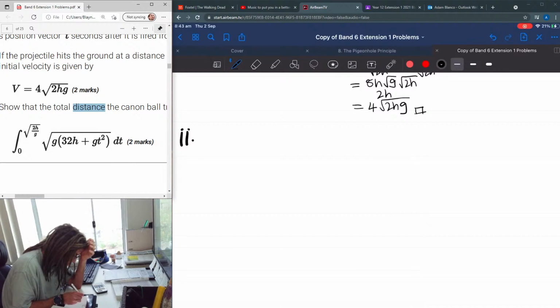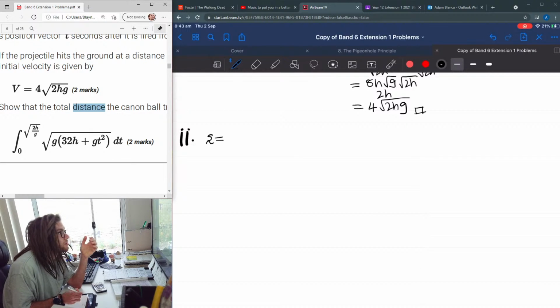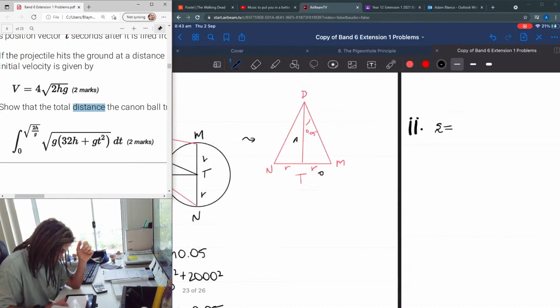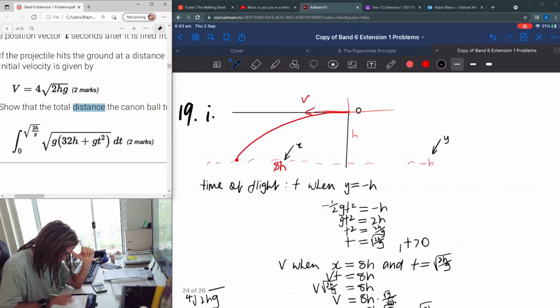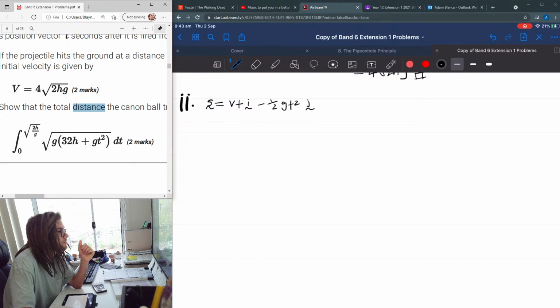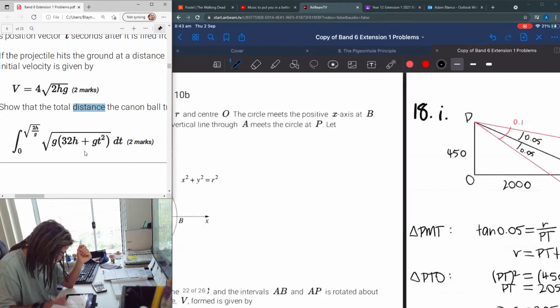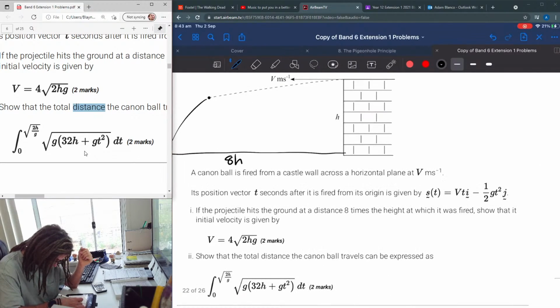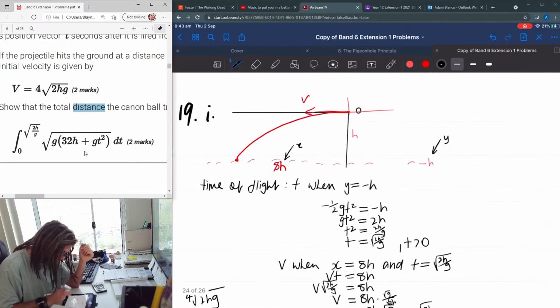It's s equals, damn it, I should memorize it. It was vt i plus, no, minus, that was it, wasn't it? j. Damn it, was that it? Yep.